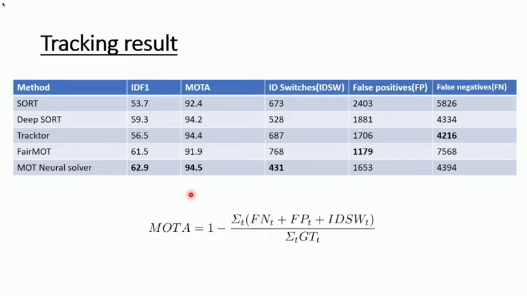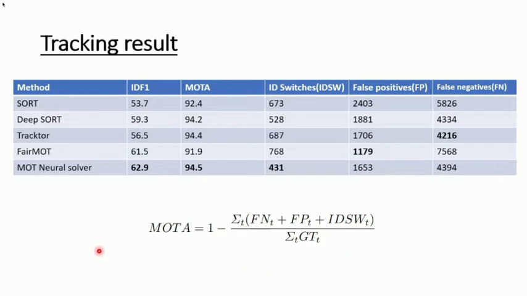This is because the MOTA metric favors the performance of the detector in calculating the metric. This is the formula of MOTA, and it involves the false positives, false negatives of the detector and the identity switches divided by the ground truth. Since the performance of the detector is very good in hockey, because there are limited numbers of hockey players on the ice rink and the players are mostly visible throughout the game, the MOTA of these algorithms is also pretty high.